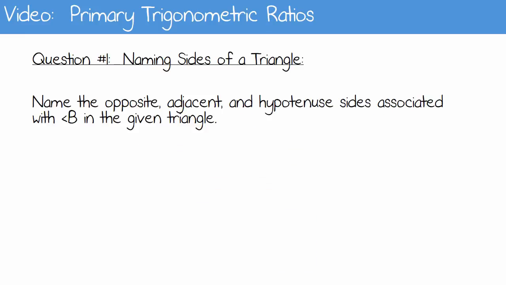Question number 1. Naming sides of a triangle. Name the opposite, adjacent, and hypotenuse sides associated with angle B in the given triangle.